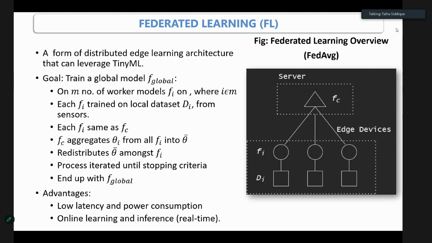The advantage of such an approach, first and foremost, is that it can do online training right at the data source. It's training the model online, as in real time, instead of using historic data. Another thing is that the whole setup has low latency and it also consumes less power.